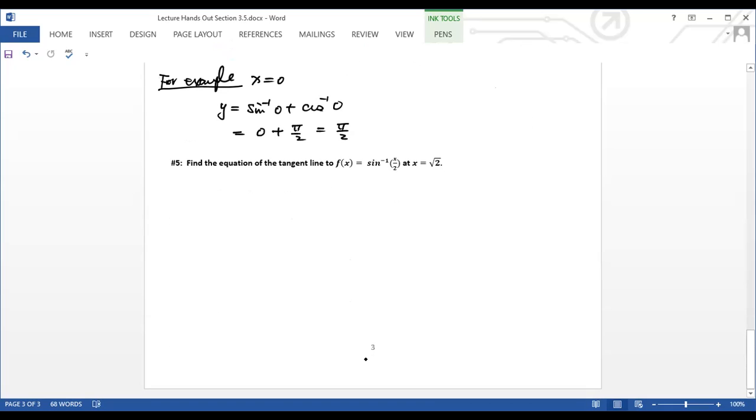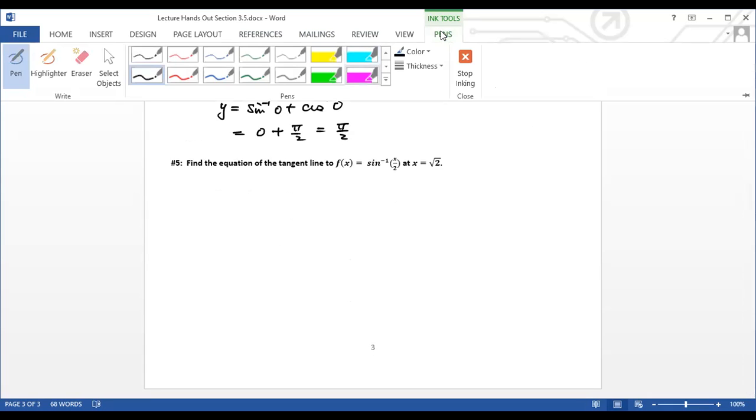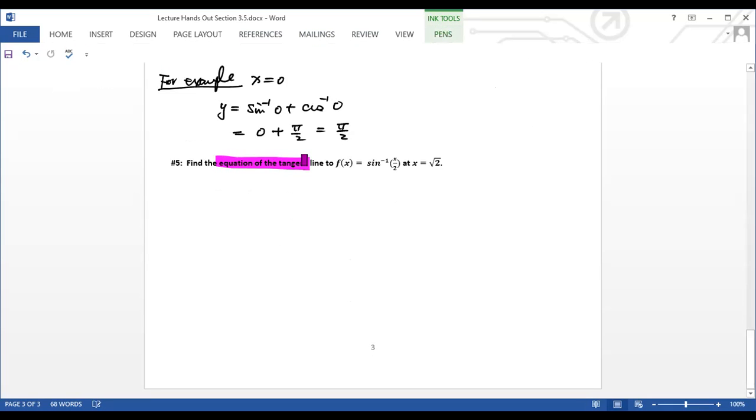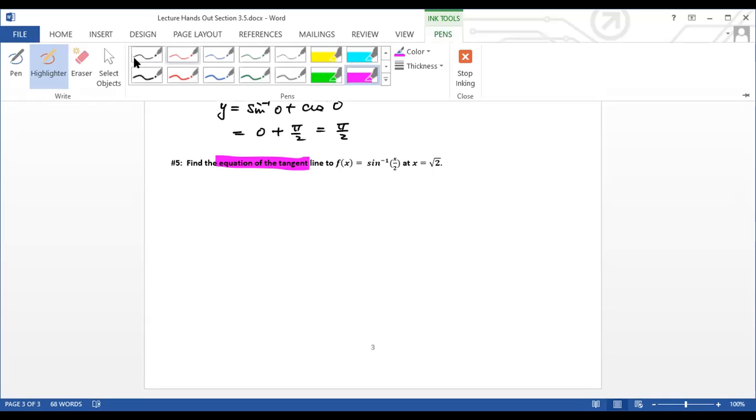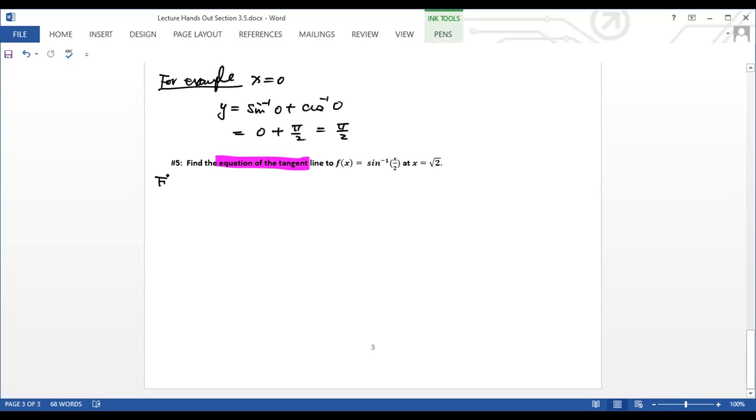Okay, let's take a look at number 5 here. I want to find the equation of the tangent line. As you can see, we have so many of those types of problems, right? Equation of the tangent line. In order to find it, what is the first thing we need to find? We need to find the slope. So how do we find the slope? Take the derivative, right?